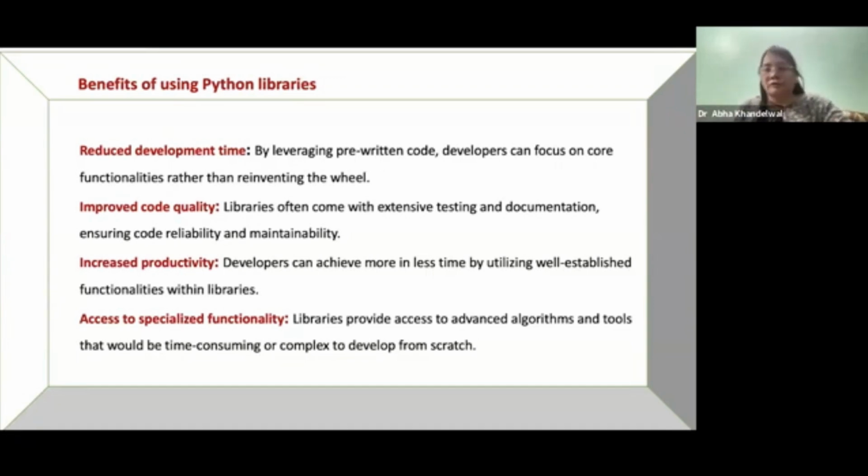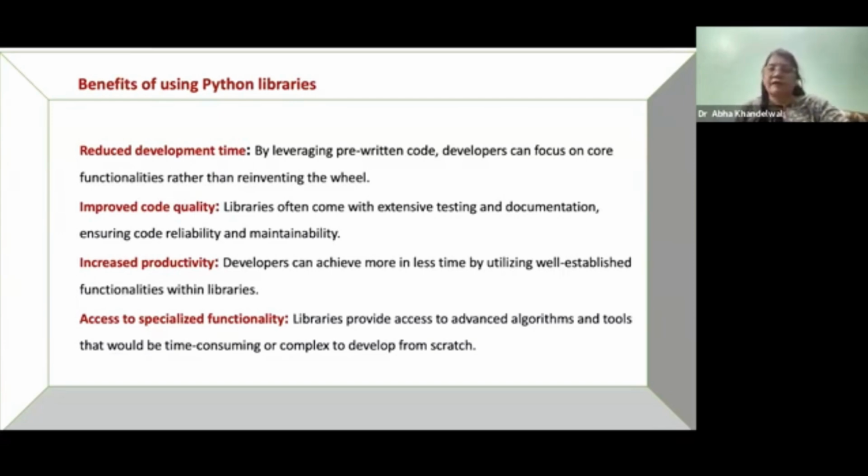So it definitely improves code quality, because when you are writing the code, you are bound to make mistakes. There will be so many bugs, and you will keep on removing them. At some other part of the program, again you make mistakes and remove them. When you are using libraries, you don't have to worry about bugs in that much portion of your coding. Then increased productivity. Yes, developers can achieve more in less time because we can utilize these well-established functionalities.